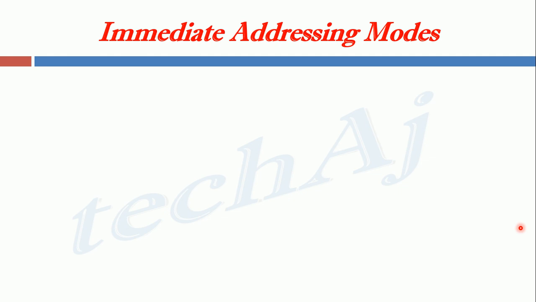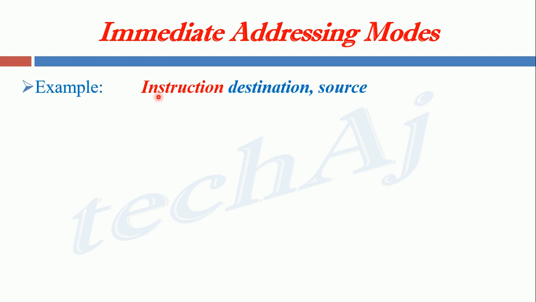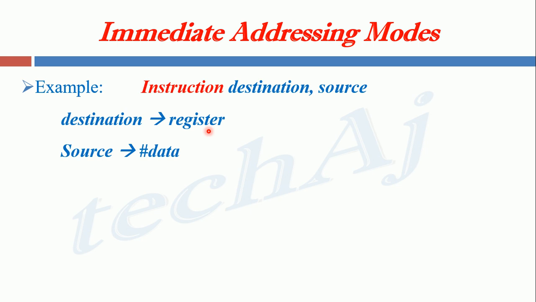Let's see an example of immediate addressing mode. We have seen the instruction format, instruction followed by the destination operand, comma, source operand. In immediate addressing mode, the destination operand is always a register. A register could be accumulator register, register B, DPTR register, or any register from R0 to R7. And the source operand is always hash data.